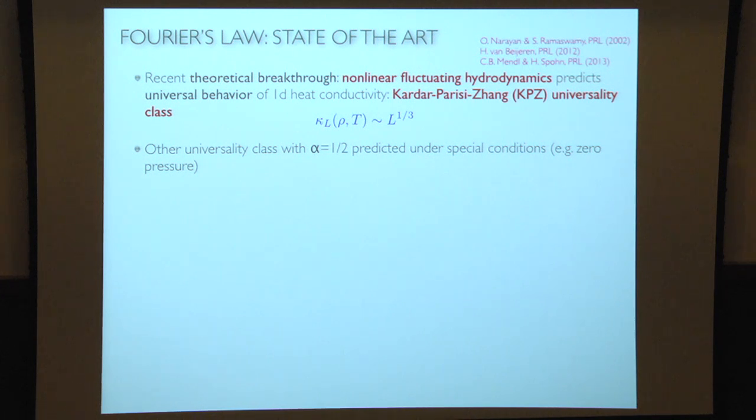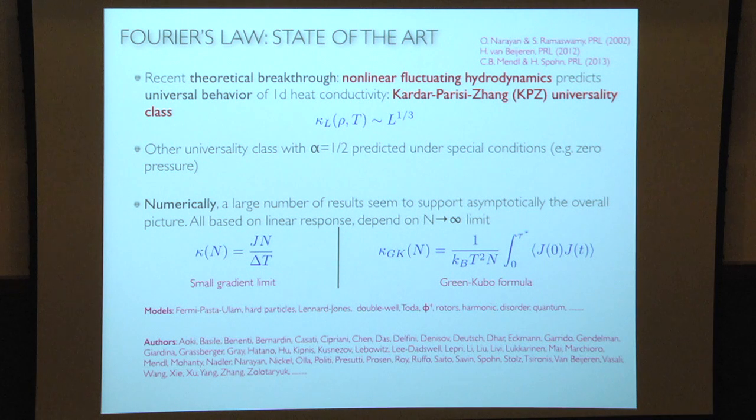There are, however, some exceptions which are well characterized by these G matrix coefficients. For instance, when you have a zero pressure and even potential, it's known that this alpha should be 1/2 rather than 1/3, but this is well characterized. On the numerical side, there has been a huge amount of work by many good people, all of them really impressive, which overall seem to support asymptotically the overall picture.